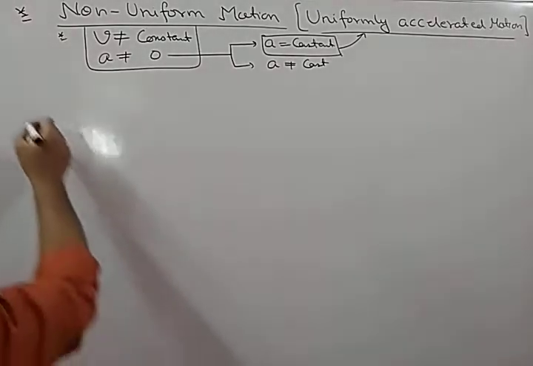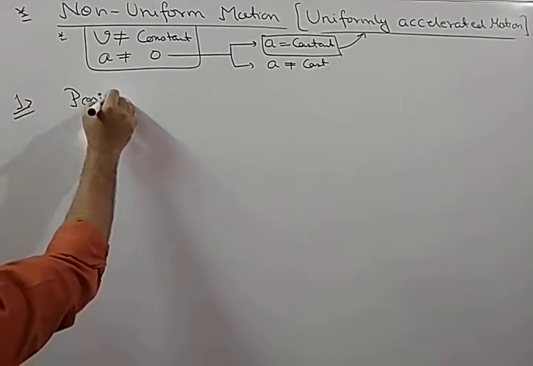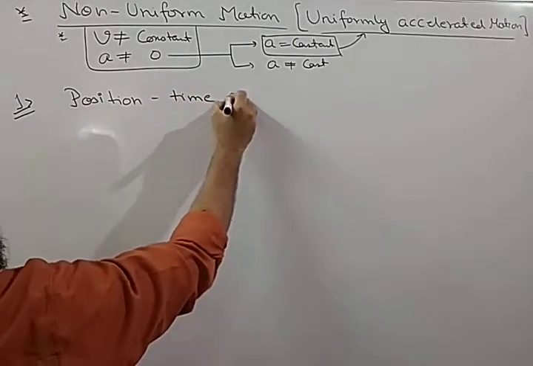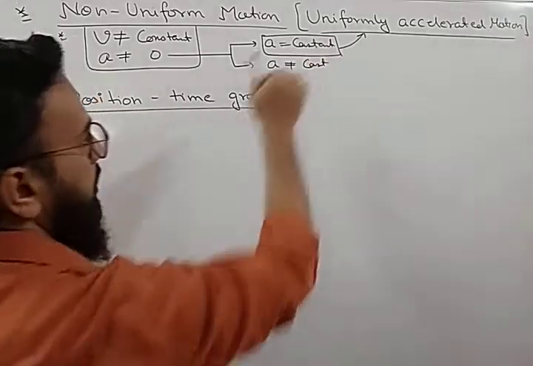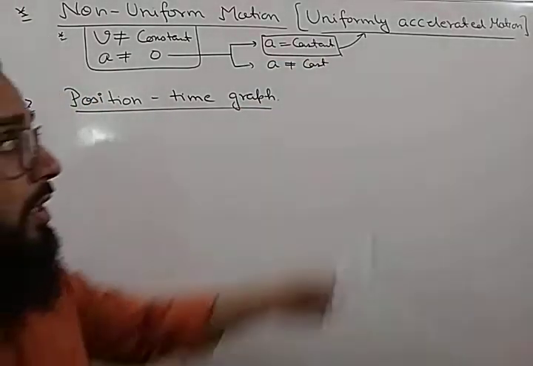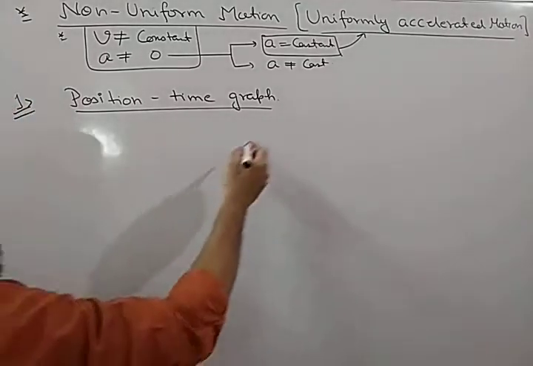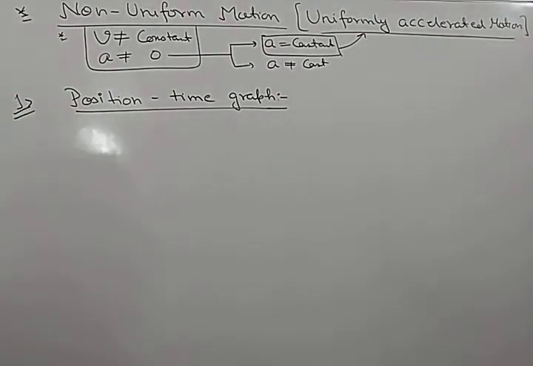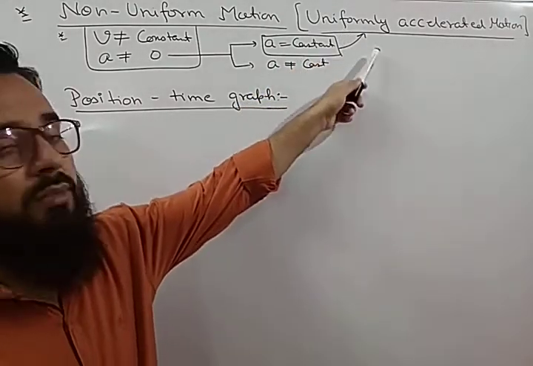So the first graph is the position time graph, that we also call the XT graph. This is our position time graph of non-uniform motion and uniformly accelerated motion. We are discussing uniformly accelerated motion. So let us draw the position time graph of uniformly accelerated motion. Now we know that there are two conditions in uniformly accelerated motion.